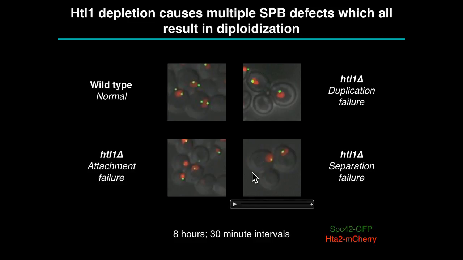First, you'll notice that in all 3 cases of segregation defects, we see cell cycle arrest. So we think that these cells are still undergoing the spindle assembly checkpoint. However, the cells will eventually adapt and continue through the cell cycle and continue to propagate as a diploid. And the second thing is that it's curious as to why the depletion of a single protein would cause so many different defects in spindle pole body function.